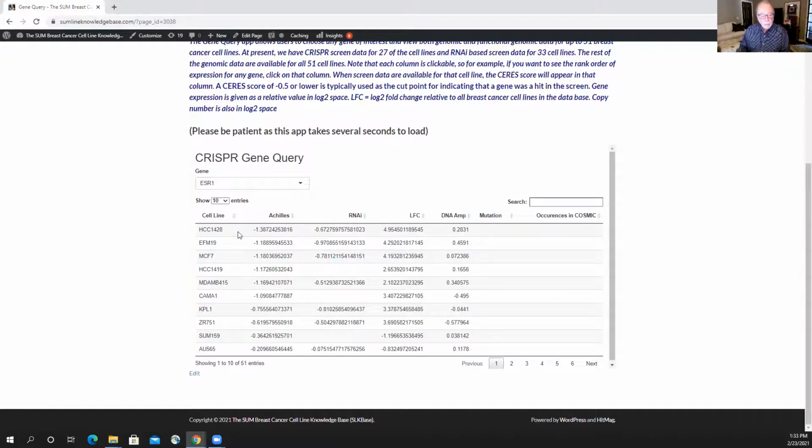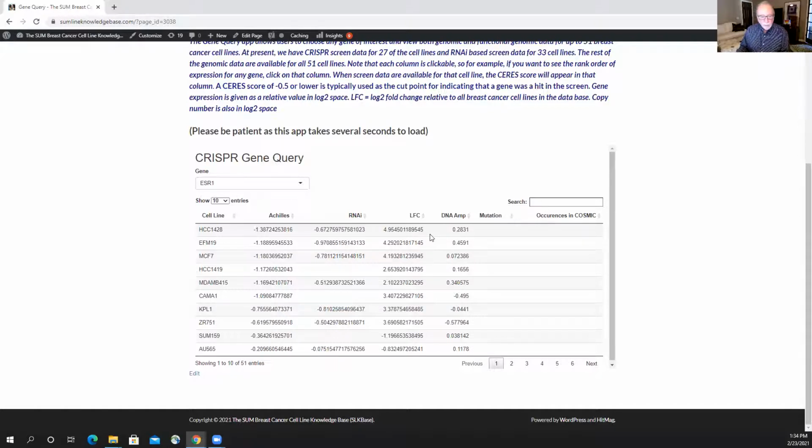So what you see right away is the first cell line that comes up is HCC 1428. Now you see here, as you would expect, estrogen receptor in primary breast cancer is never amplified, and so the copy number amplifications are never more than 1, sometimes even a little less than 1. But here the log fold change is showing the relative expression at the message level for ESR1 compared to all breast cancer cell lines. And you can see, as you'd expect, these ER positive lines significantly overexpress the estrogen receptor message, the ESR1 gene. So this is log fold change.